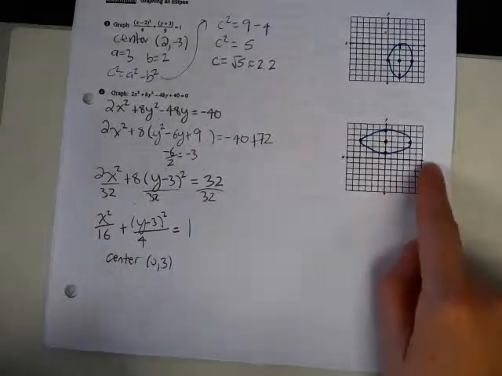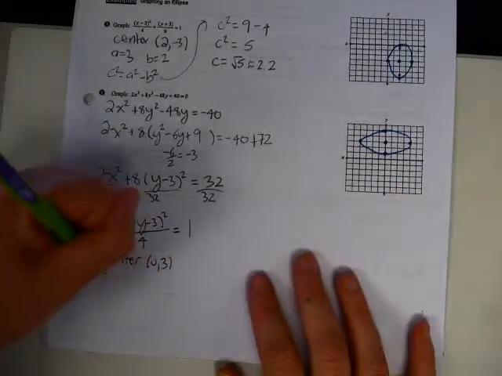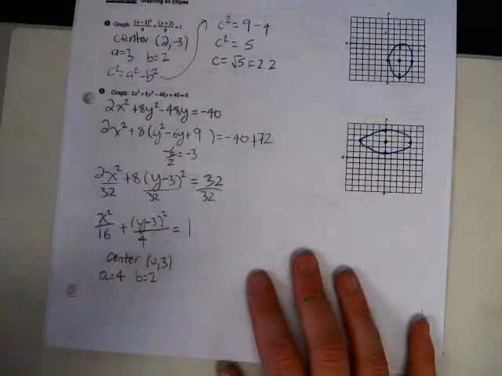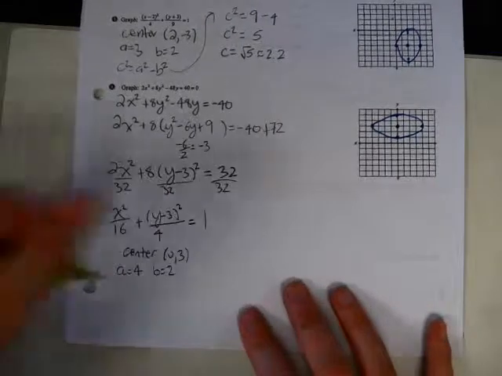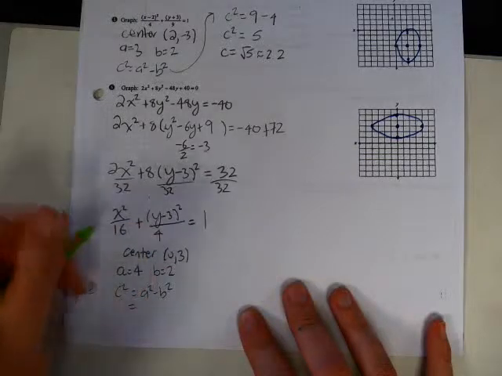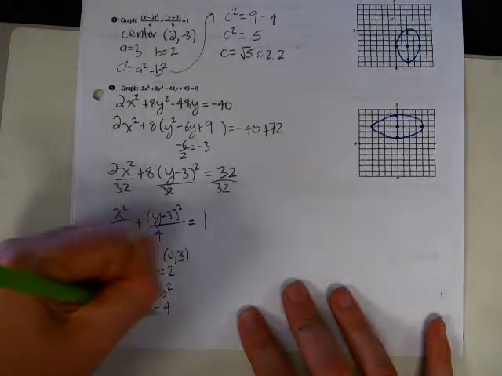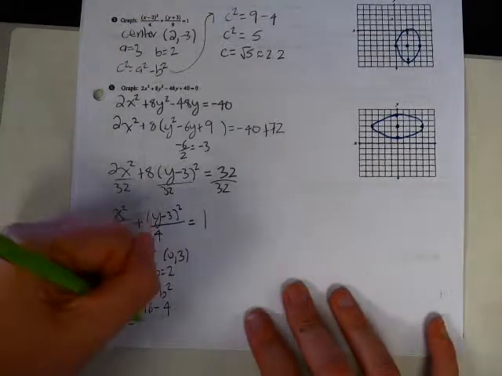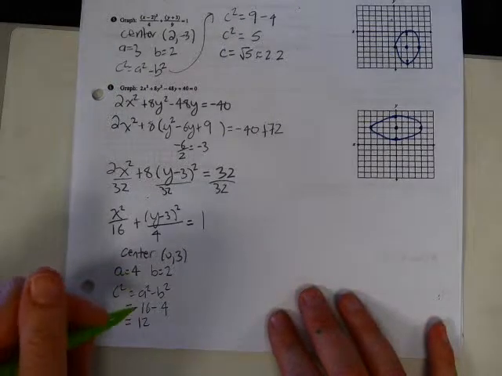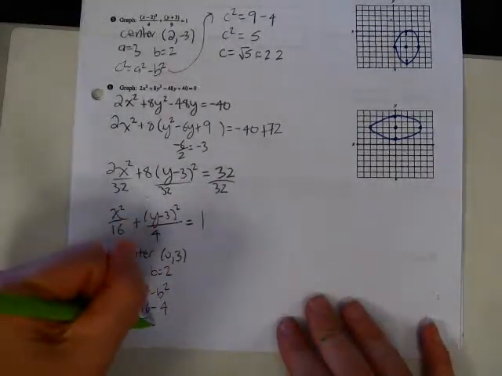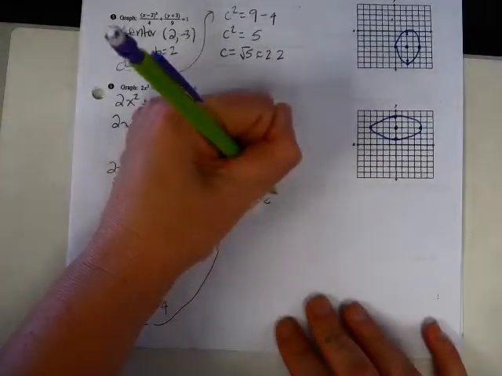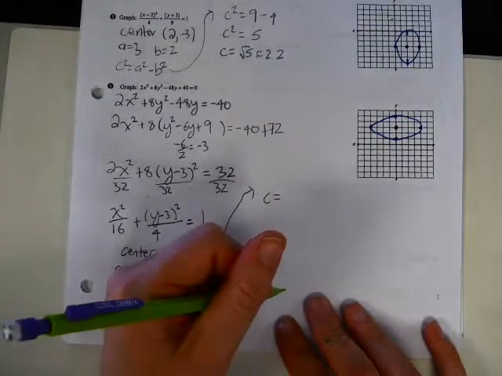So we found that a is 4 and b is 2. So now I can find c. c squared equals a squared minus b squared, which equals 16 minus 4 equals 12. c squared equals 12. I'm going to bring this up to here and keep working. c equals square root of 12.